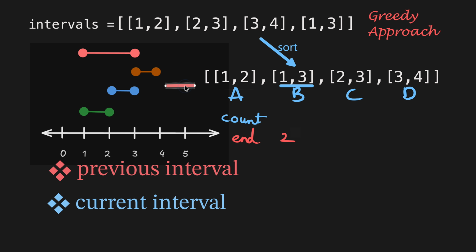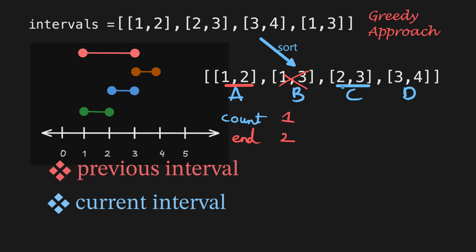Next interval we see is B. It starts at 1, which is less than the previous interval's end, and hence there is an overlap. So we have to remove one of these overlapping intervals, and which one should that be? Since interval A ends at 2 and interval B ends at 3, we will keep the interval which ends earlier, which is A in this case. This minimizes the chance of future conflict. So we remove B and increment the removal counter to 1, and the end time for the previous interval remains 2 from interval A, and we proceed further to interval C.